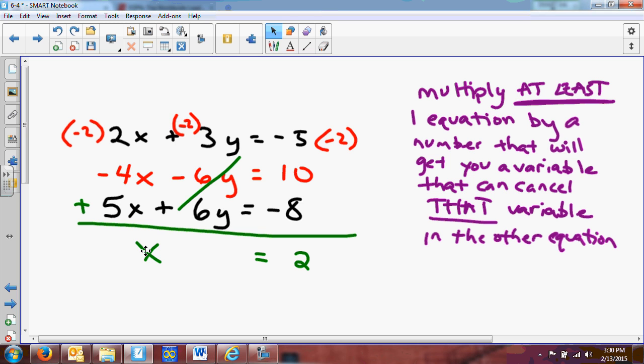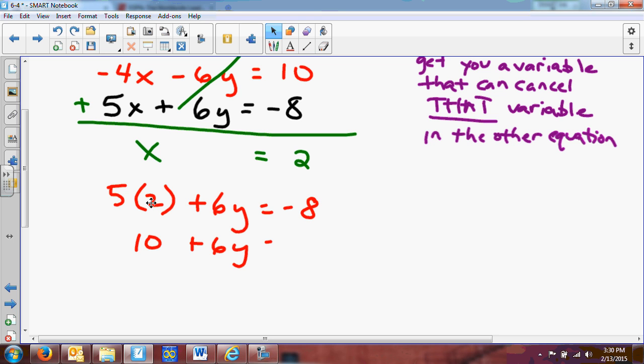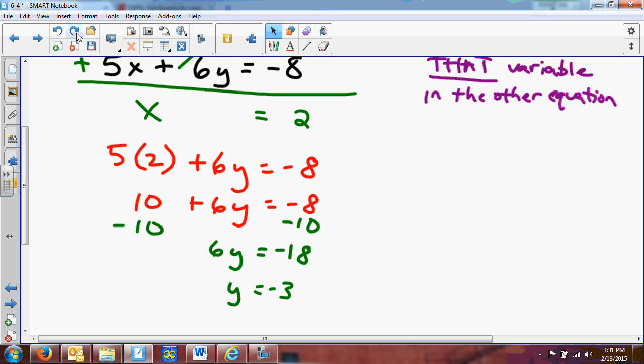We have to take this and plug it back in just like we did in 6-3. So I'm going to rewrite that equation, 5x plus 6y equals -8, except instead of x, I'm writing what x equals. So instead of 5x, it's 5 times 2. 5 times 2 becomes 10. Everything else gets brought down. 10 plus 6y is -8. Subtract 10 from both sides, bring down the 6y. 6y equals -18. So from here, if you divide both sides by 6, y is -3. This is also not where you stop.